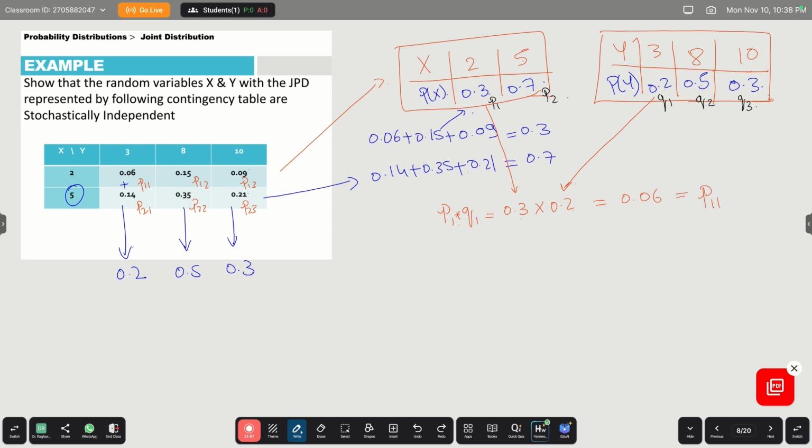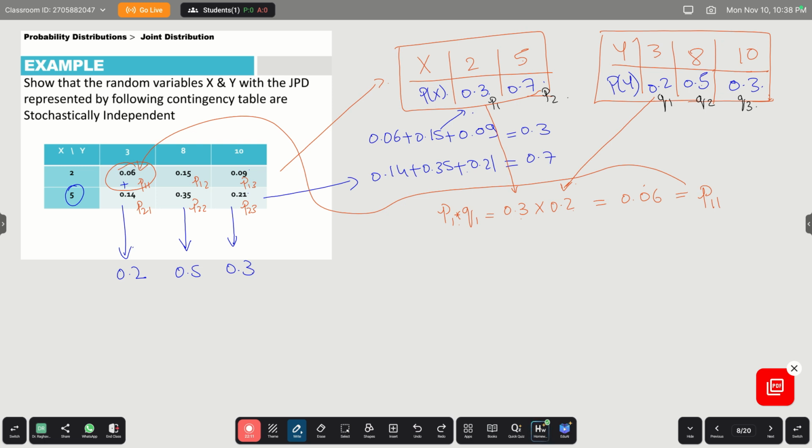This P11 will be available in the contingency table. So look at the contingency table of the joint probability distribution. So 0.06. The P11 value is the same as the value in the contingency table. It is equal to P11, 0.06.